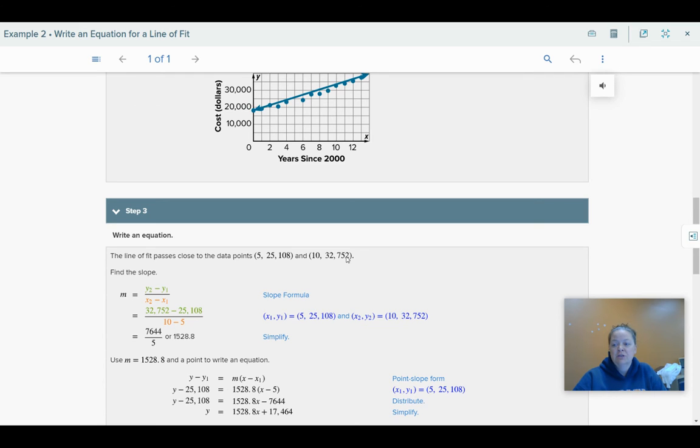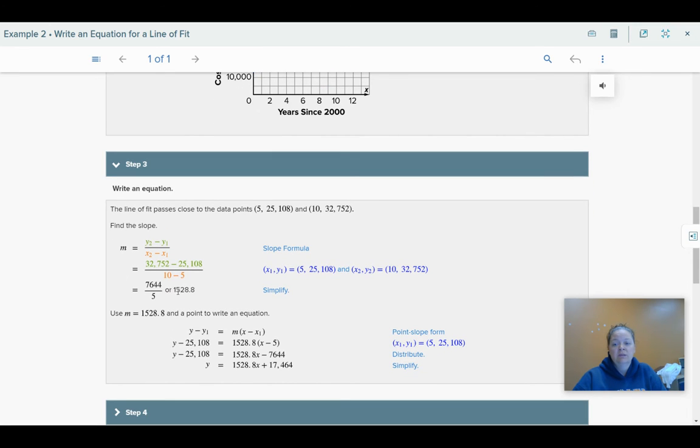So we're going to find the slope of that line. We're going to take 32,752, subtract 25,108 because that's our difference in our y's. We're going to put that over the difference in the x's, 10 minus 5, and we get about 1,528.8. Right, so that means that every year it's going up about $1,528.